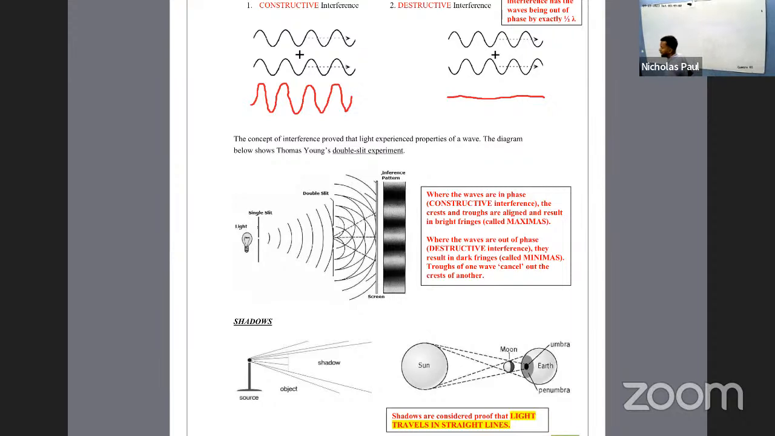Right, let's see how much Fate got. Fate has reflection, refraction, diffraction, interference. Okay, so those are your four wave phenomena.